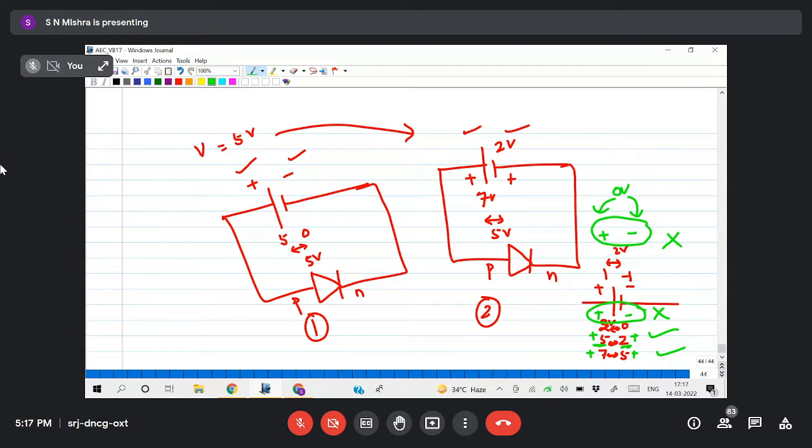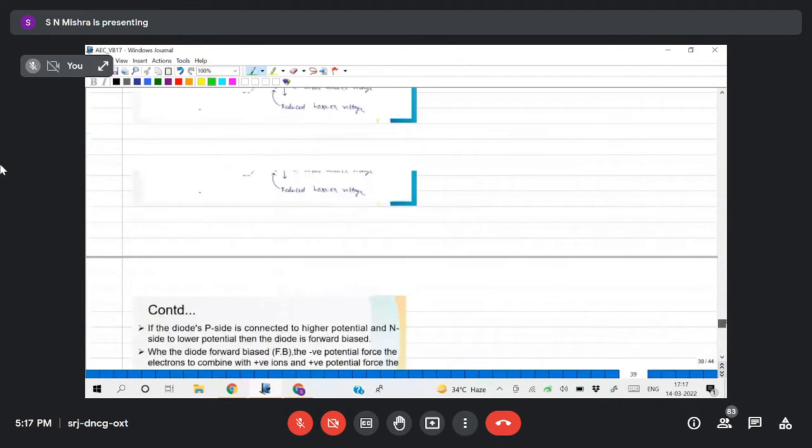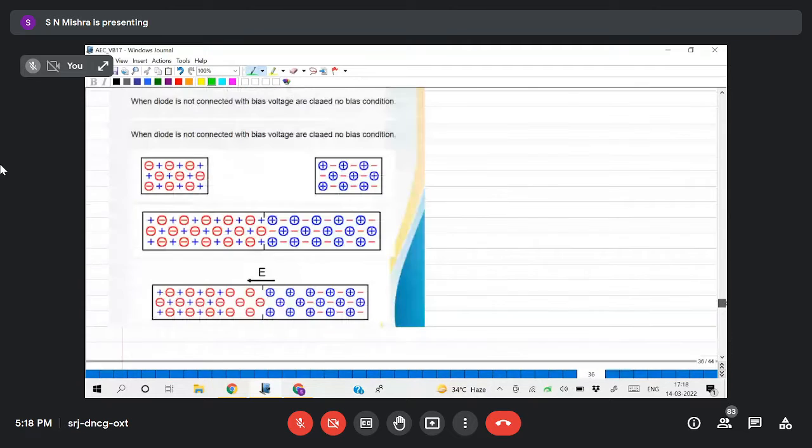Clear? So whenever you say the diode is forward biased, it means the P type should be connected to higher potential, the N side should be connected to lower potential. Then the diode is forward biased. Is it clear? Yes, sir. Okay.